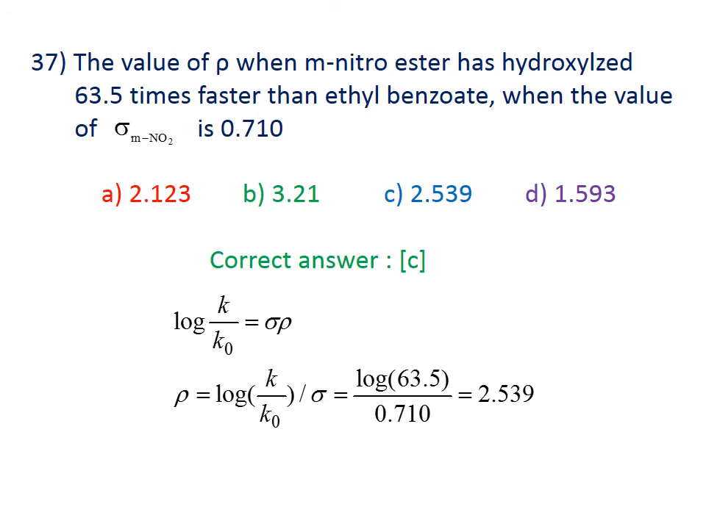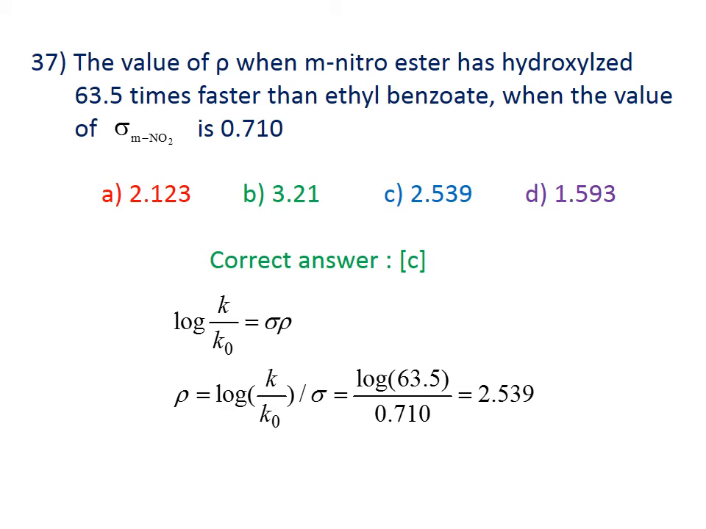37. The value of rho when meta-nitro ester is hydrolyzed 63.5 times faster than ethyl benzoate, when the value of sigma for meta-NO2 is 0.717. Here you have to use the Hammett equation. The Hammett equation: log K/K0 is equal to sigma into rho, where K is the rate constant for the substituted compound and K0 is the rate constant for the unsubstituted compound. Here the value of K/K0 is given, that will be equal to 63.5.